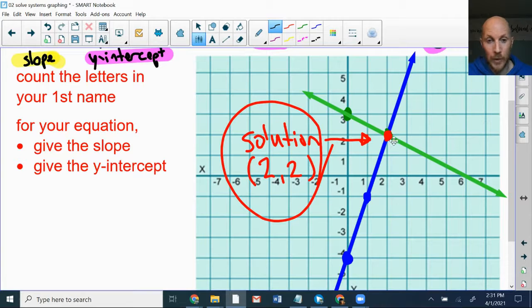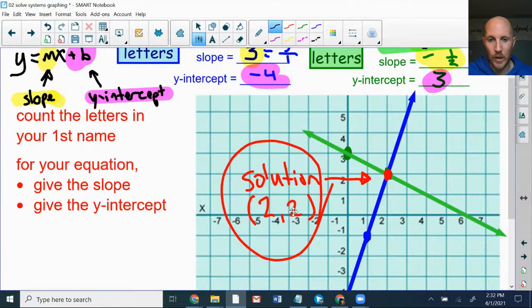And so we'd identify that by coordinates. In this case, the coordinates of that point are 2, 2. And so we'd write that as an ordered pair. That's the solution. And just to illustrate the definition of what a solution means, it's the coordinates there. But we said on the definition page, it's the coordinates that would make both equations true.